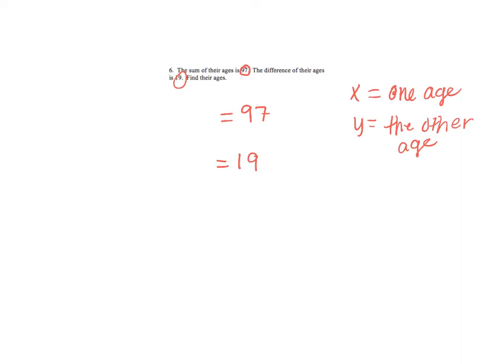First one says the sum of, so I'm going to be adding. Well, the sum of their ages is x plus y, and then difference would be subtraction. So I'm going to take x minus y. Then I'll work these out.